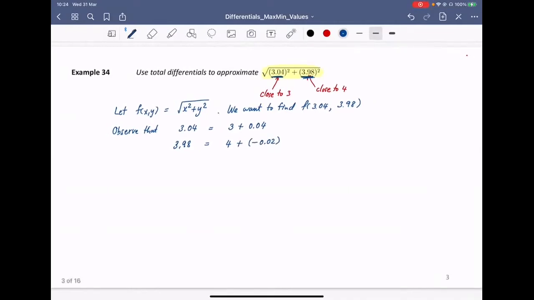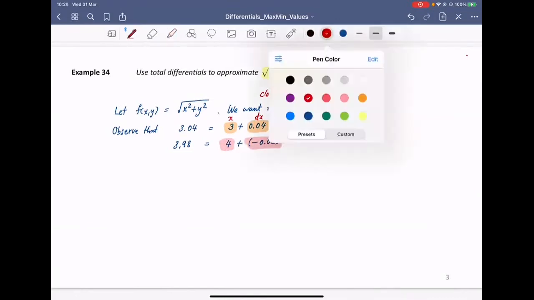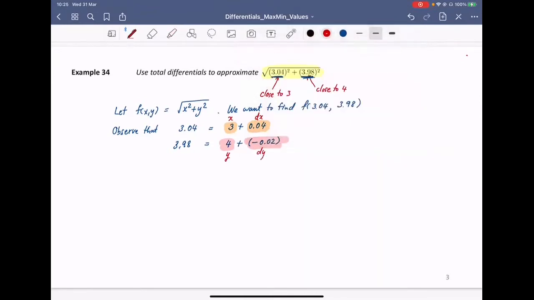So the reason why I wrote this is because the thing that I highlight in orange here, 3 and 0.04, is going to be my x and my dx. And the thing that I highlight in red here, 4 and negative 0.02, is going to be my y and my dy. Well, before doing the approximation equation, you should have this in your head. This is my x, this is my y, this is my dx, this is my dy.